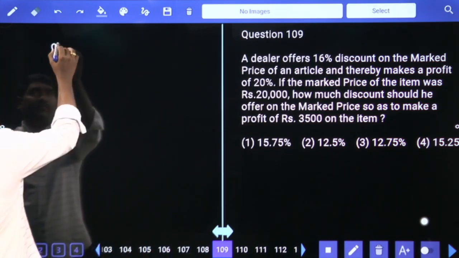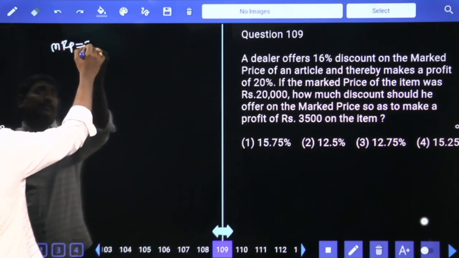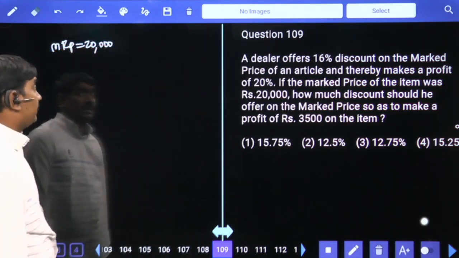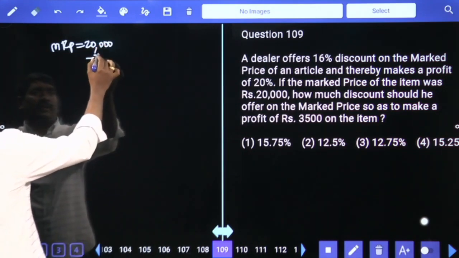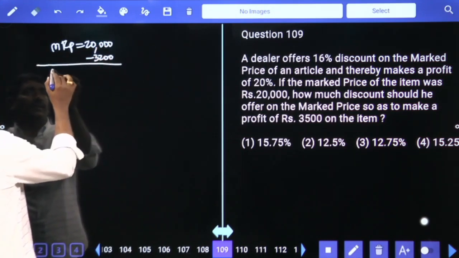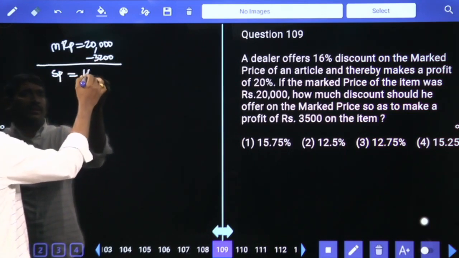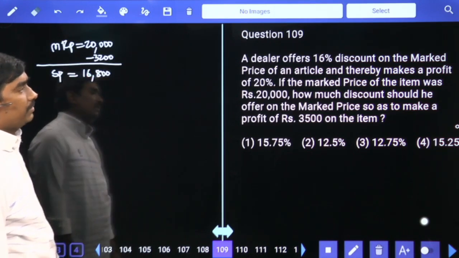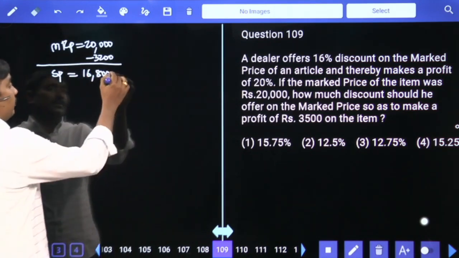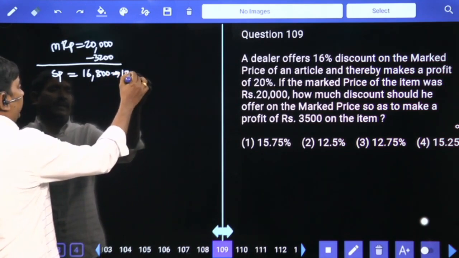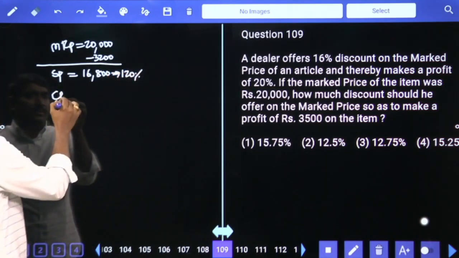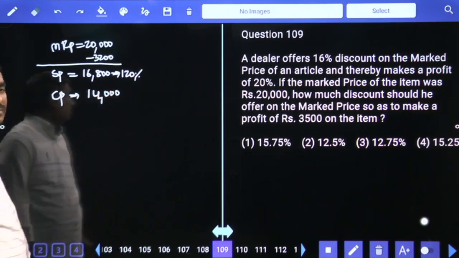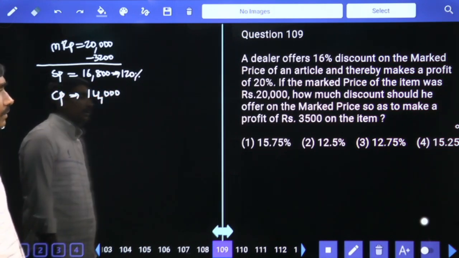See, MRP given as 20,000. After giving a discount of 16%, means 3,200 discount given. Then selling price became 16,800. On this, there is a profit of 20%. So this selling price 16,800 is nothing but 120%. So cost price is how much? It means 14,000.